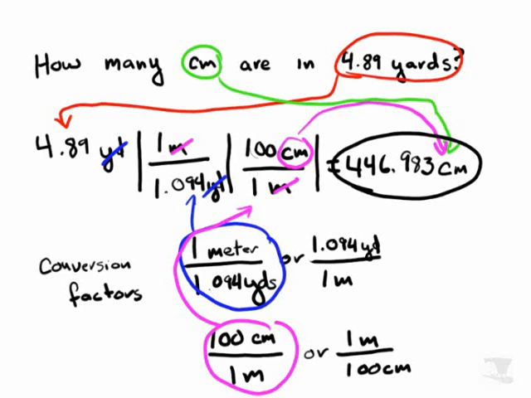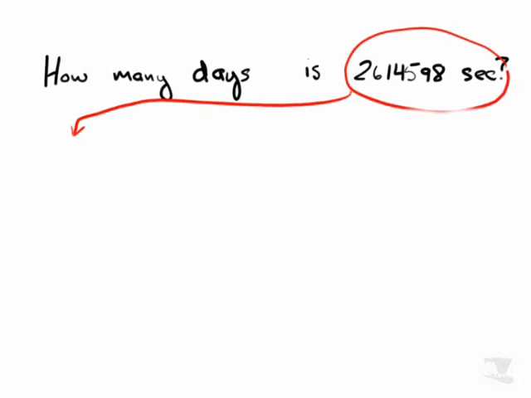Okay, at this point, what about your softball? How many days is 2614598 seconds? Now I've given you a hint. Please pause the tape and see if you can solve this one on your own. Okay, welcome back. Let's see what we can do here.